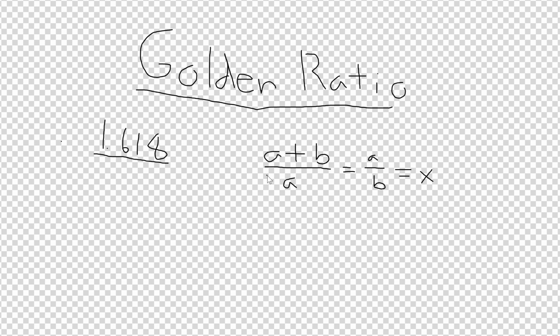Now, this formula right here does not work for all numbers. For example, if I were to say A is 3 and B is 2, 3 plus 2 is 5 divided by 3, and then 3 divided by 2. 5 divided by 3 and 3 divided by 2 is not the same answer. 1.67 and 1.5.